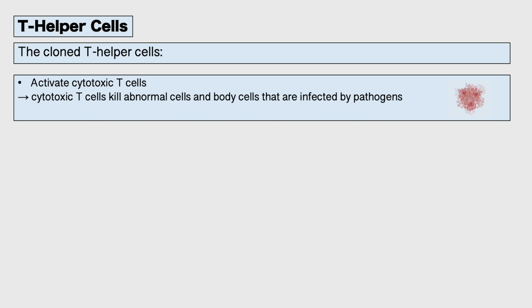Cytotoxic T cells kill abnormal cells and body cells that are infected by pathogens by producing a protein called perforin that makes holes in the cell surface membrane.